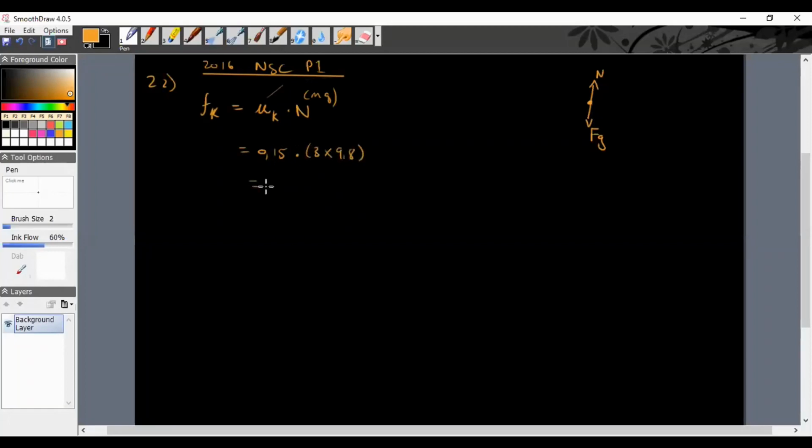All right, and I'm gonna do this live on my calculator. So I've got 0.15 times 3 times 9.8. I get the value of kinetic frictional force to be equal to 4.41 newtons.